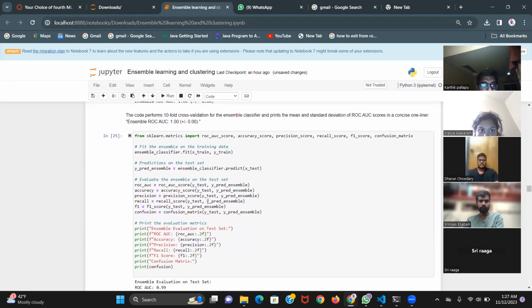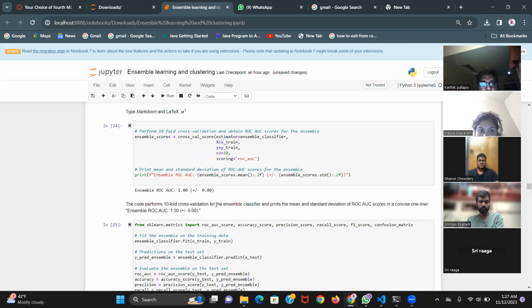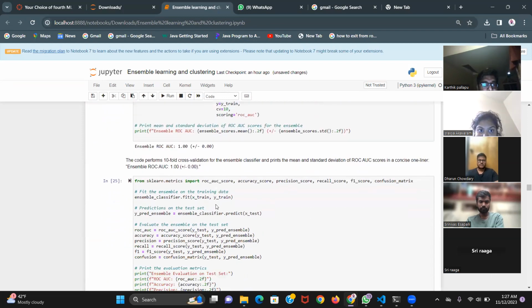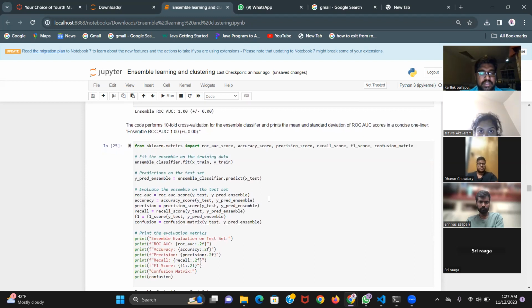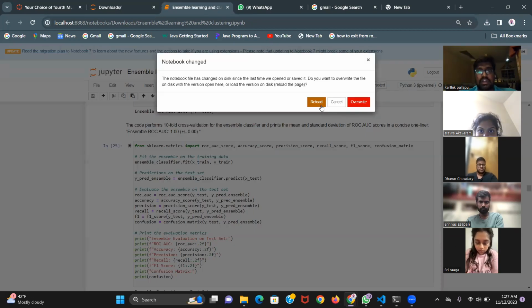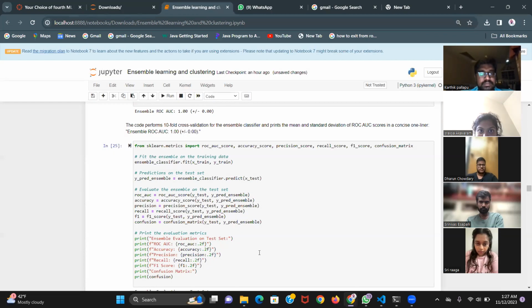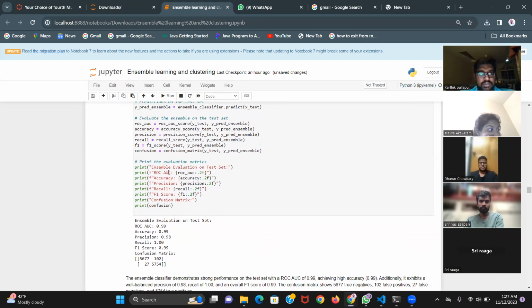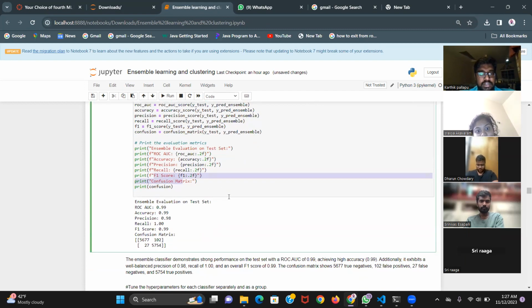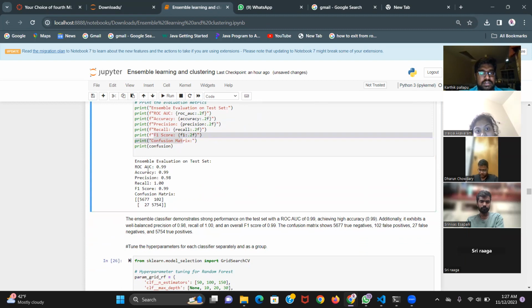As usual, Shravya explained all those things about the ROC and ensemble classifiers. Now we are taking the ensemble classifiers and adding different testing processes, like finding the exact accuracy, precision, recall, and so on. We are printing the evaluation metrics, using accuracy, precision, recall, and F1 score to create a confusion matrix. So we're getting the output here as 99.99% accuracy, and 0.99 precision, recall, and F1 score.